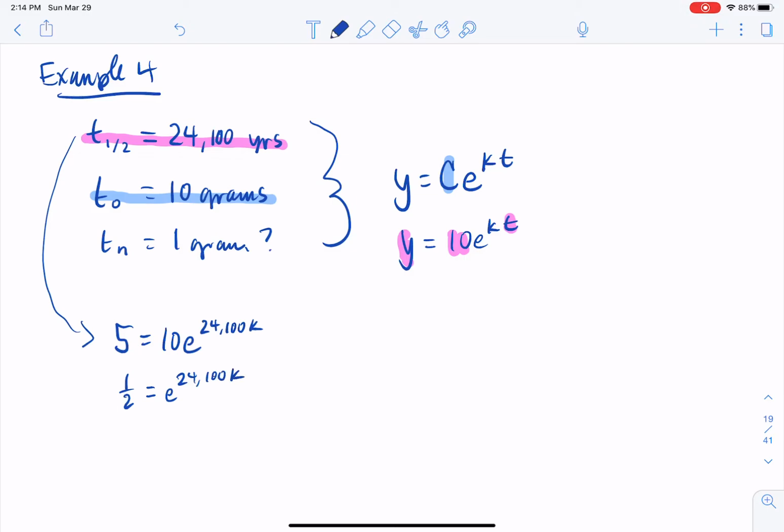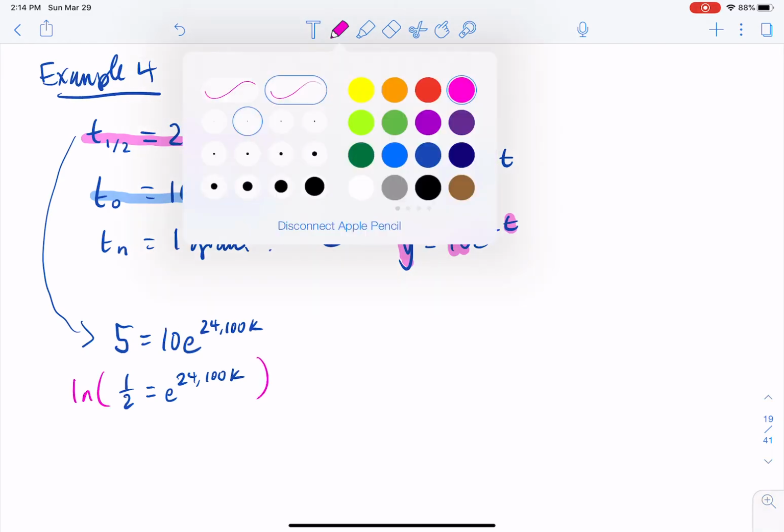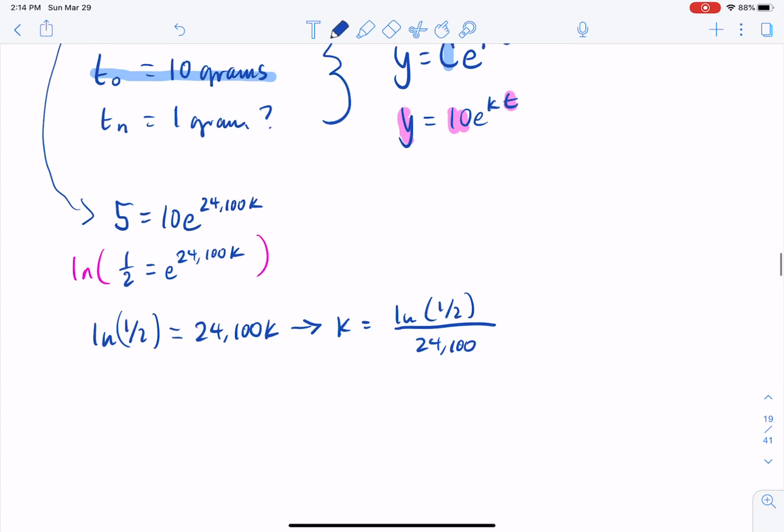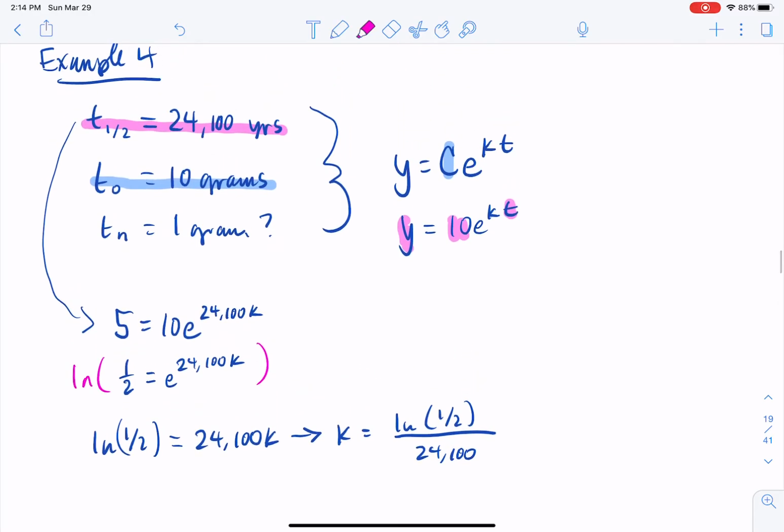I'm going to have to take the log of both sides so that we can get rid of that exponential, as we do. So I have the natural log of a half is equal to 24,100k. And then, of course, the last step is to divide by 24,100. So k is equal to the natural log of a half over 24,100. There we got our constant of proportionality, which is supposed to go in for our exponent right here.